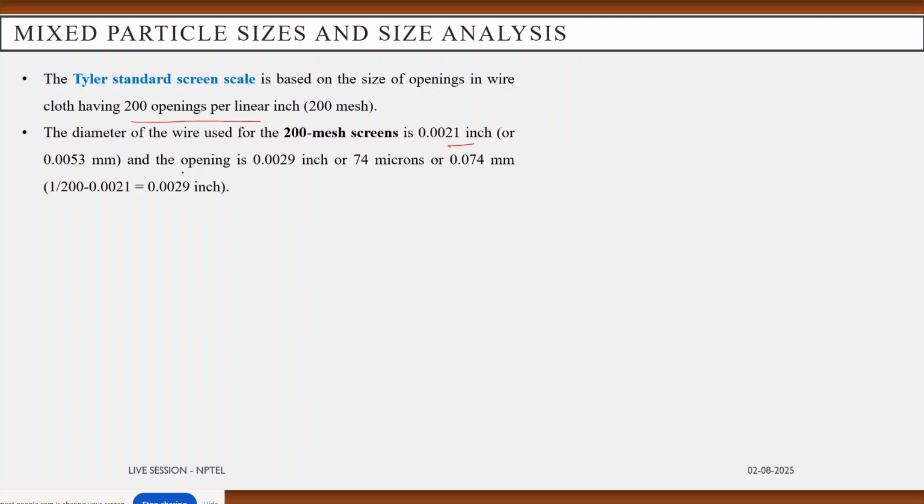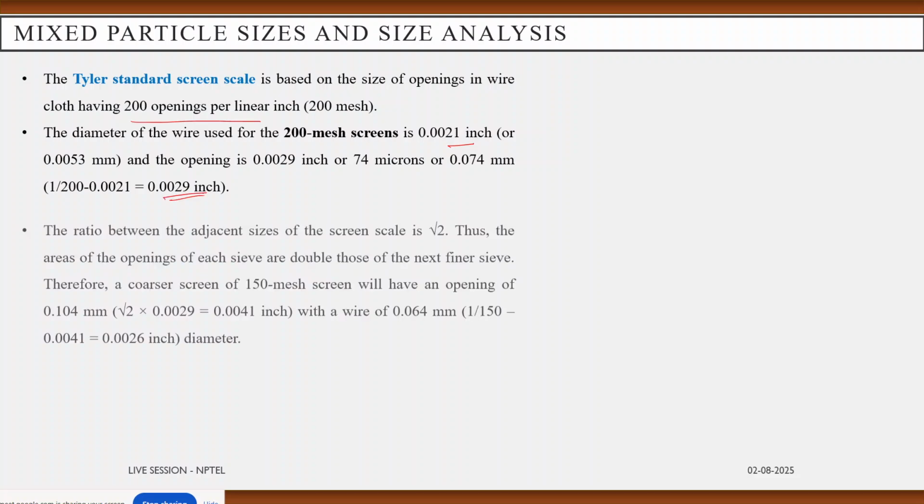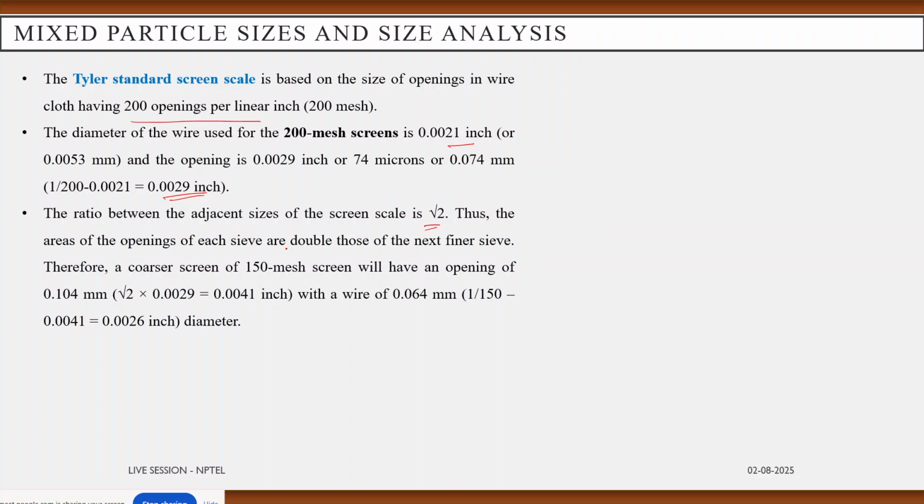So the opening is 1 by 200, that is the mesh number, minus this wire diameter, and that will give you the opening of the screen. The ratio between the adjacent sizes of the screen scale is root 2. Thus the area of the opening of each sieve is double that of the next finer screen.